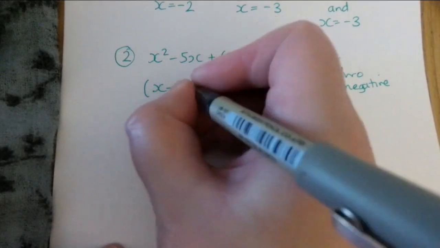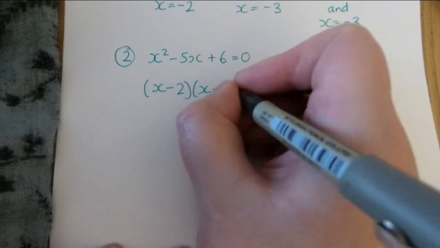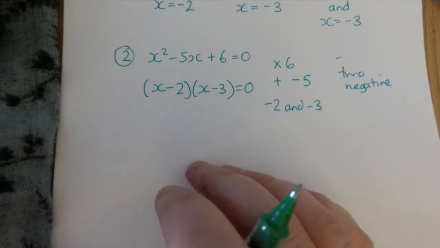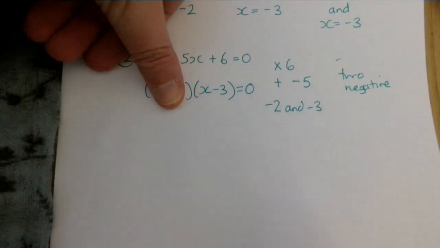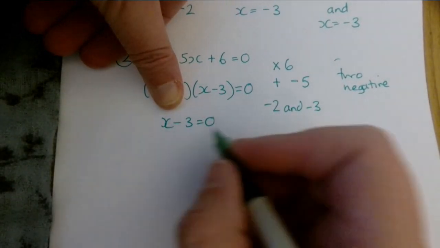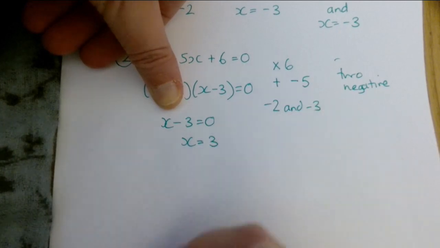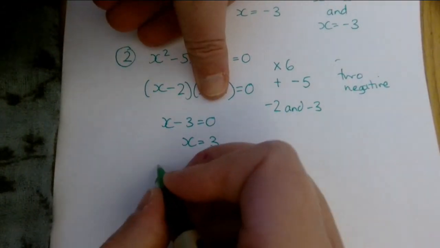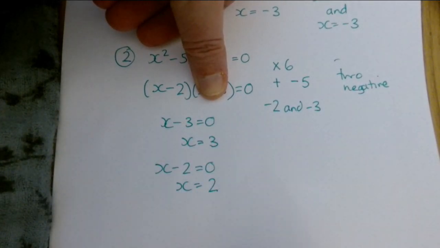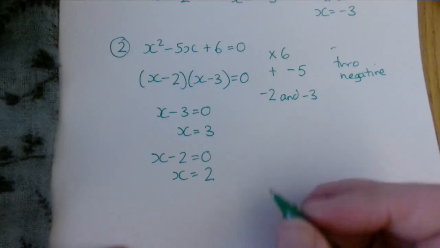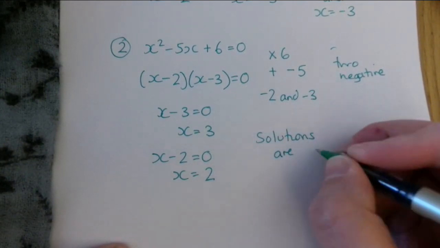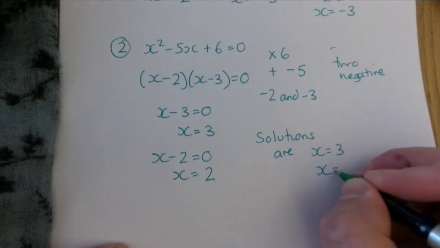Our brackets this time then are x minus 2, x minus 3 equals 0. That's our factorised form. Solving in the same way as before, cover up one of the brackets. We want x minus 3 to be 0 for one of our solutions, so x would be positive 3 this time, and x minus 2 equals 0, so x be positive 2 for the left-hand bracket. So our answer, our solutions, are x equals 3 and x equals 2.